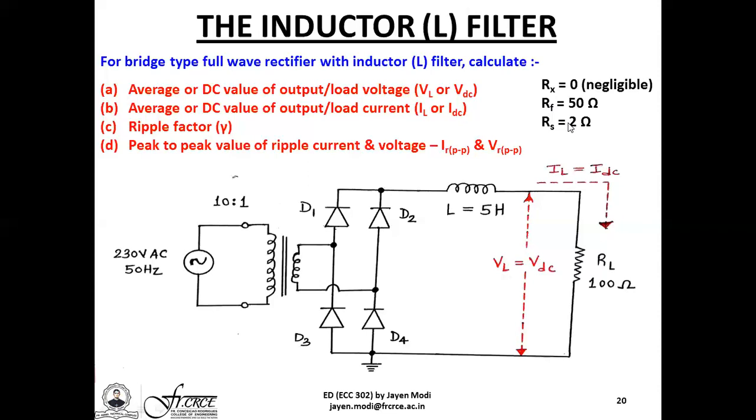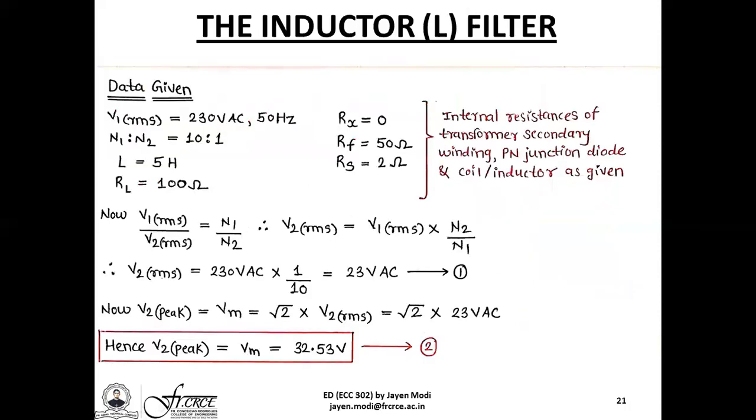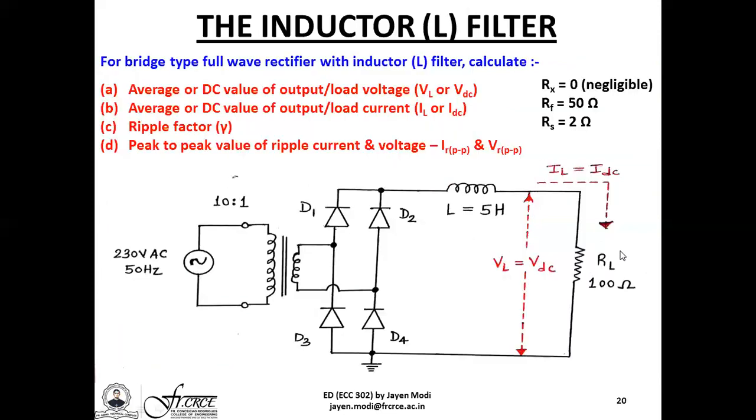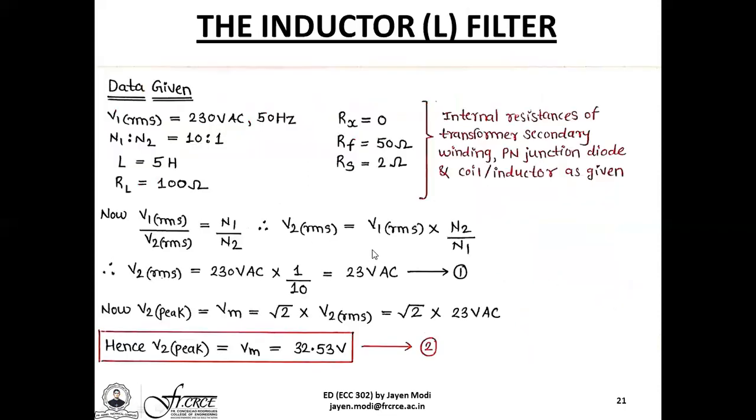So when we solve this from a typical examination point of view, the first thing that we always mention is data given. So for data given, we specify that V1 RMS is equal to 230 volts AC, 50 hertz, N1 to N2 is equal to 10:1. The inductance is given as 5 Henry as shown, and the load RL is given as 100 ohms, which is again as shown over here.